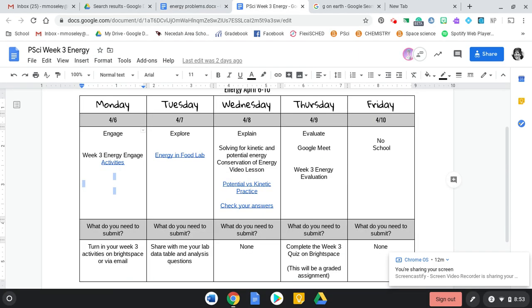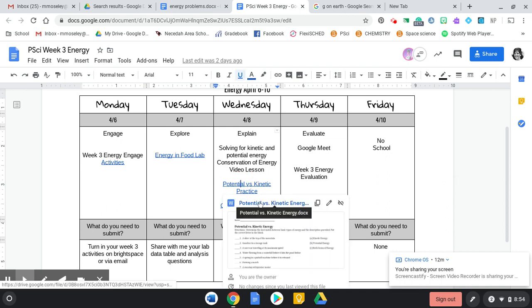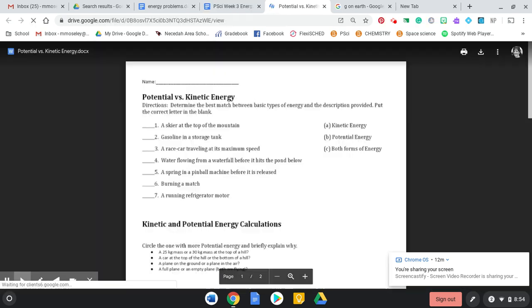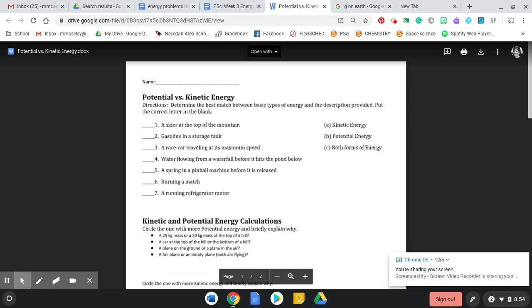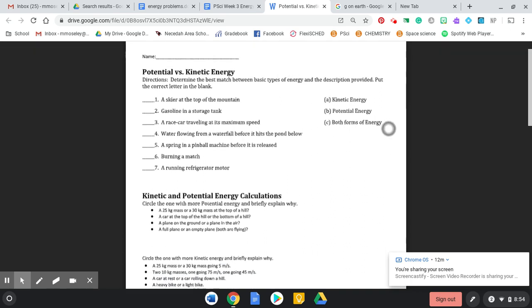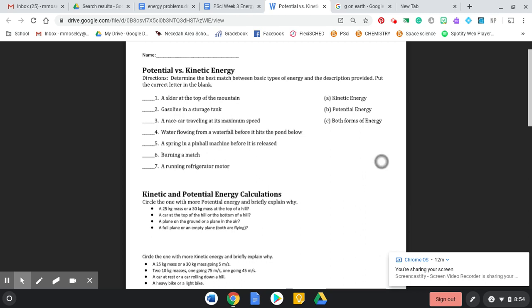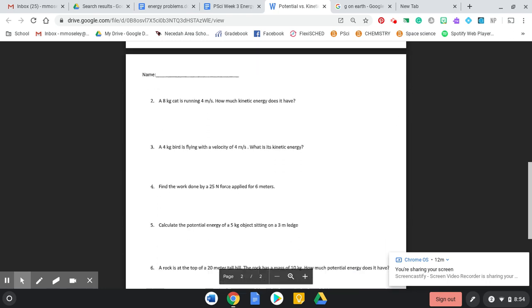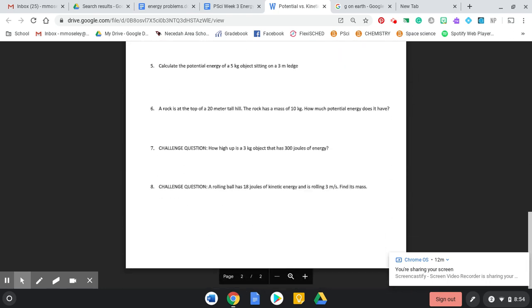So today on your work plan, you have some more practice problems that you can be working on. So you have this whole sheet here. This would be a good one to just copy down in your notebook, like the numbers, and work on your notebook because you can't type on this one. If you have a printer, go for it, but otherwise just use your notebook. The first half is just determining, like, is it potential or kinetic energy, and which one has more. And then down here at the bottom, there's some calculations that you can go through to solve for potential and kinetic energy.